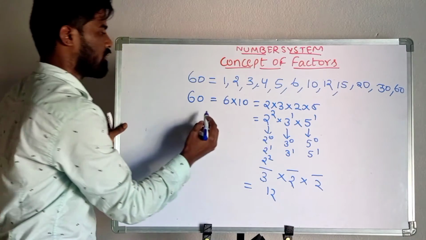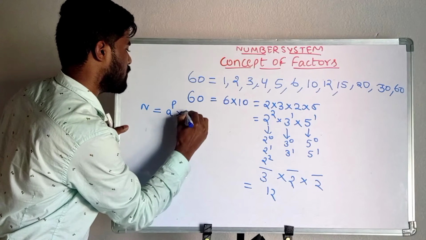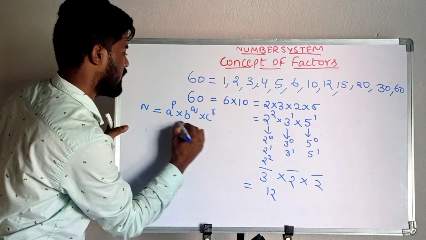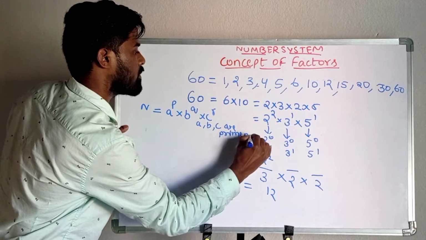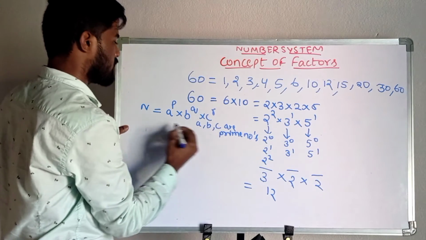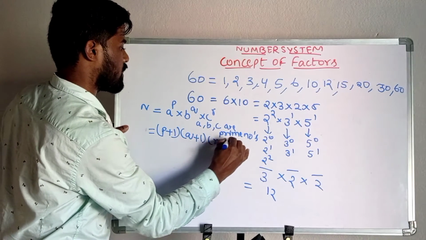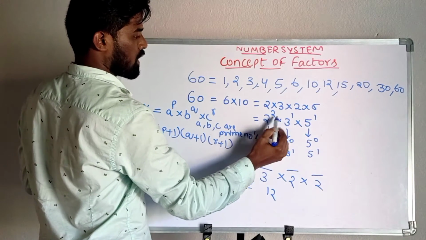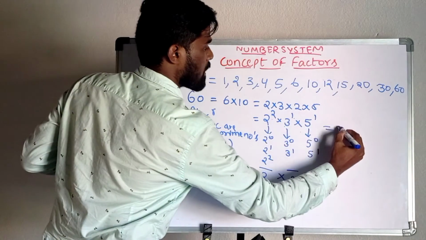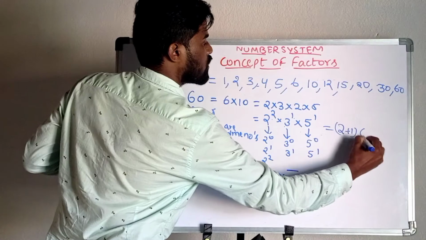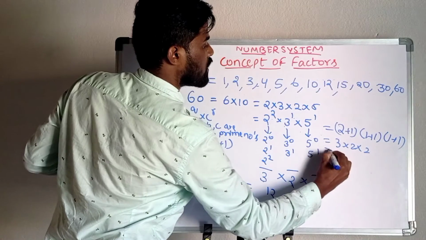For this we have one formula. When a number is written in the form of a power p into b power q into c power r, where a, b, c are prime numbers, the formula for finding the number of factors is p plus 1 into q plus 1 into r plus 1. See here, 2 square into 3 power 1 into 5 power 1. 2, 3, 5 are prime numbers. The number of factors is 2 plus 1 into 1 plus 1 into 1 plus 1, 3 into 2 into 2, which will become 12.